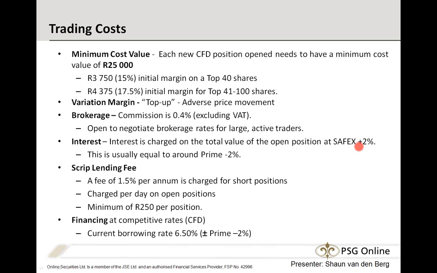Okay. Other thing when it comes to CFDs, there's a scrip lending fee if you want to go short. So it's 1.5% per annum or minimum of 250 Rand per position. I personally prefer to use single stock futures. You save on that cost. So you're paying roughly about 6.5% to borrow the other 85% on your position.